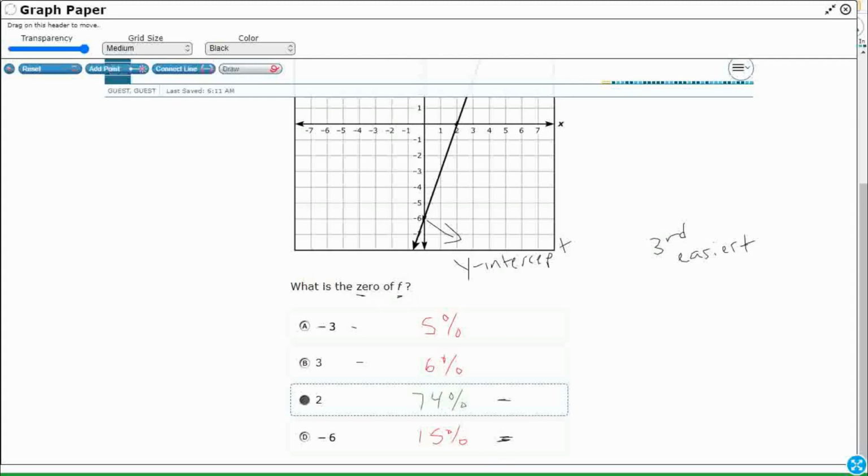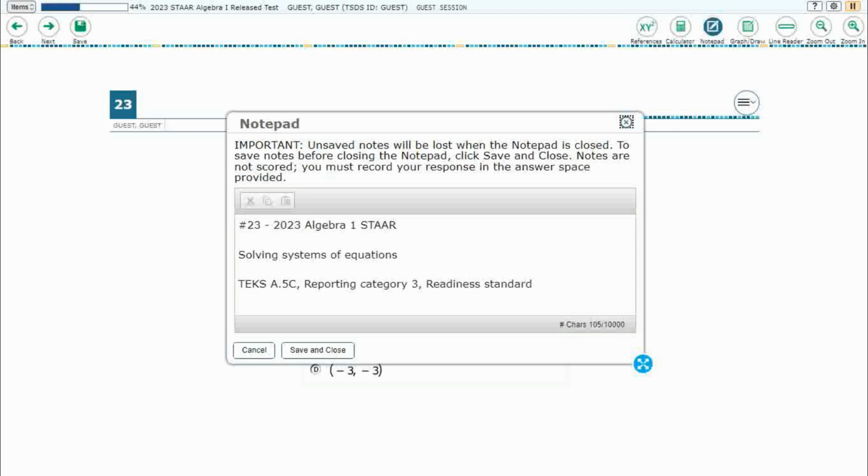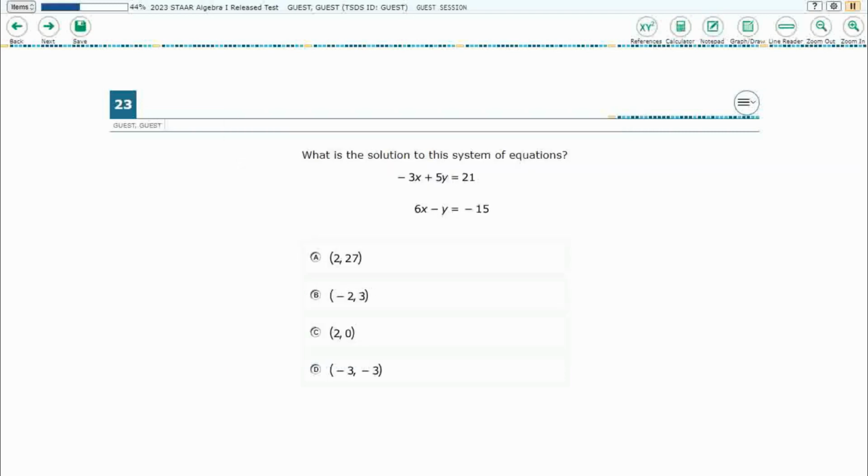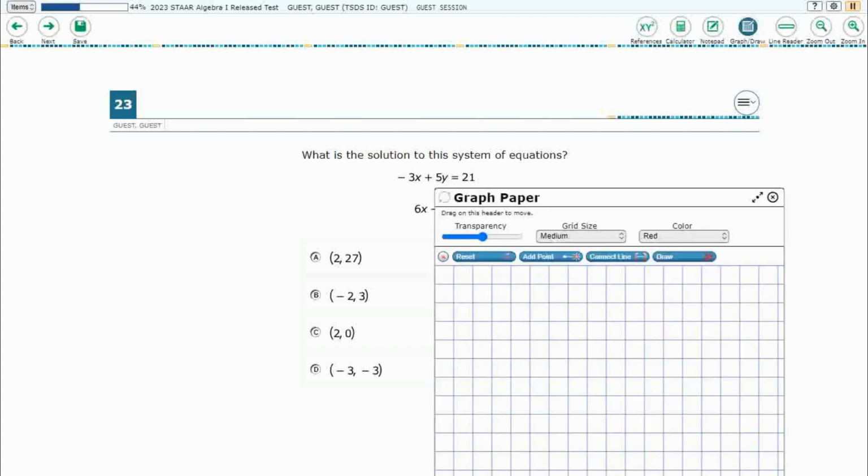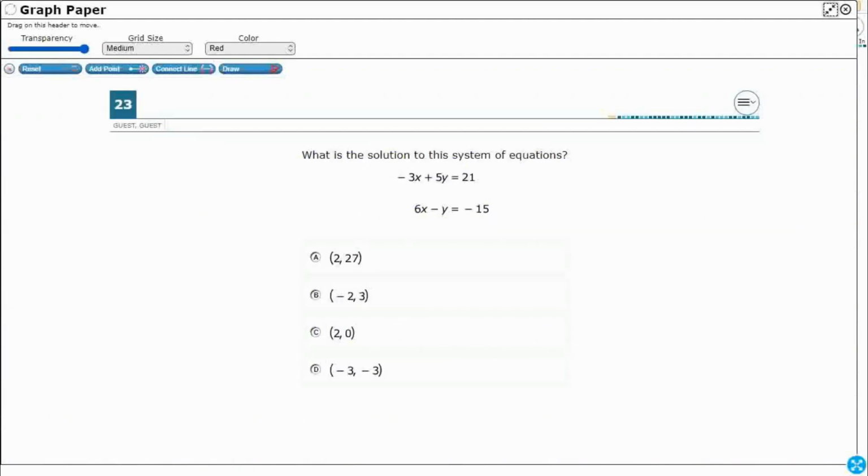a y-intercept. For number 23, we are solving systems of equations. This is a readiness standard, TEKS 8.5c, and reporting category 3. So a system of equations means we've got 2 different equations here, and the x and the y values are in the same system, which means at some point you could graph those 2 and they would cross.